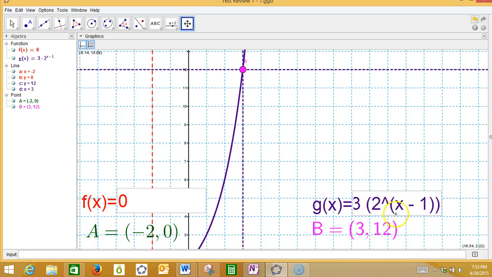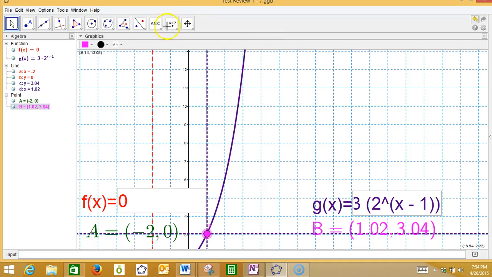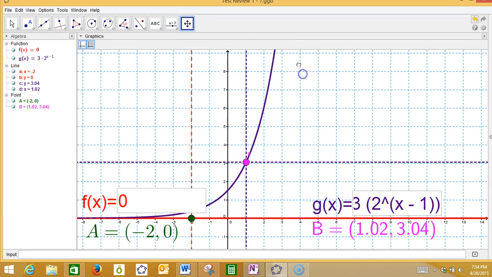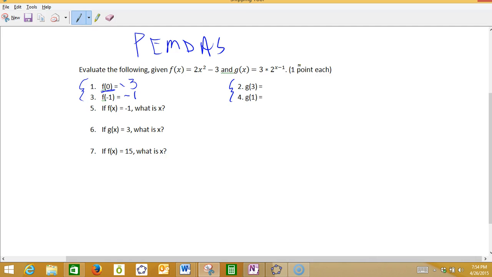Order of operations says parentheses first. So if we let x be 3, we're going to put in a 3, take away 1, so 3 minus 1 is 2. So now we're taking 2 raised to the 2 power, or 2 squared, which is 4, 2 times 2. And then 4 times 3 is 12, right? So there is our evaluation.